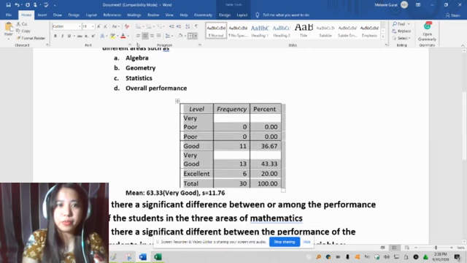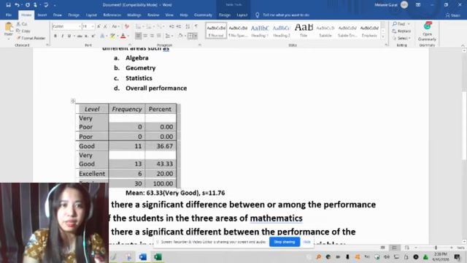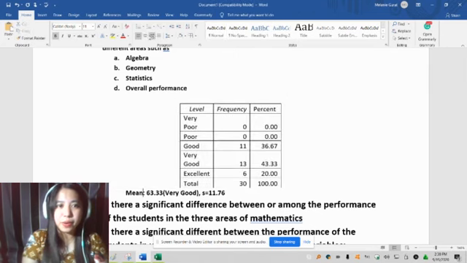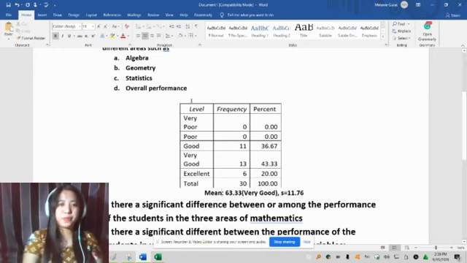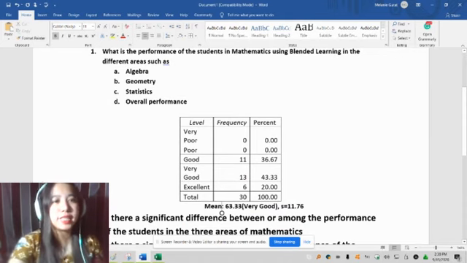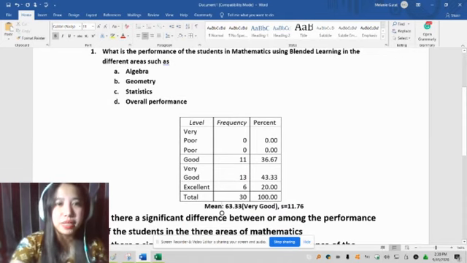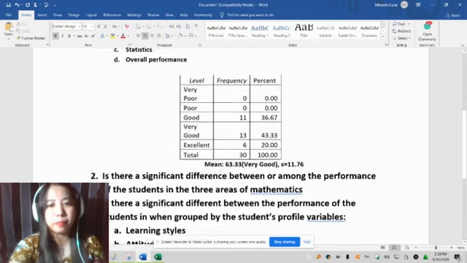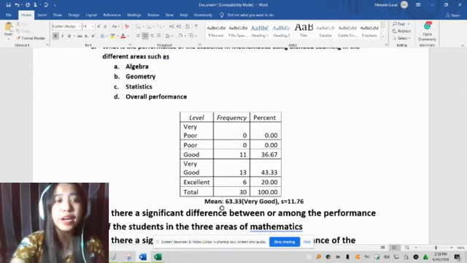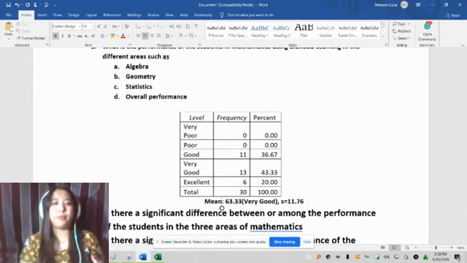And of course, you have to arrange this and fix this in your chapter 4 of your paper. So this is just the answer for what is the performance of the students in the overall performance. So if you're going to place also the algebra, geometry, and statistics, then you can combine that in one table.